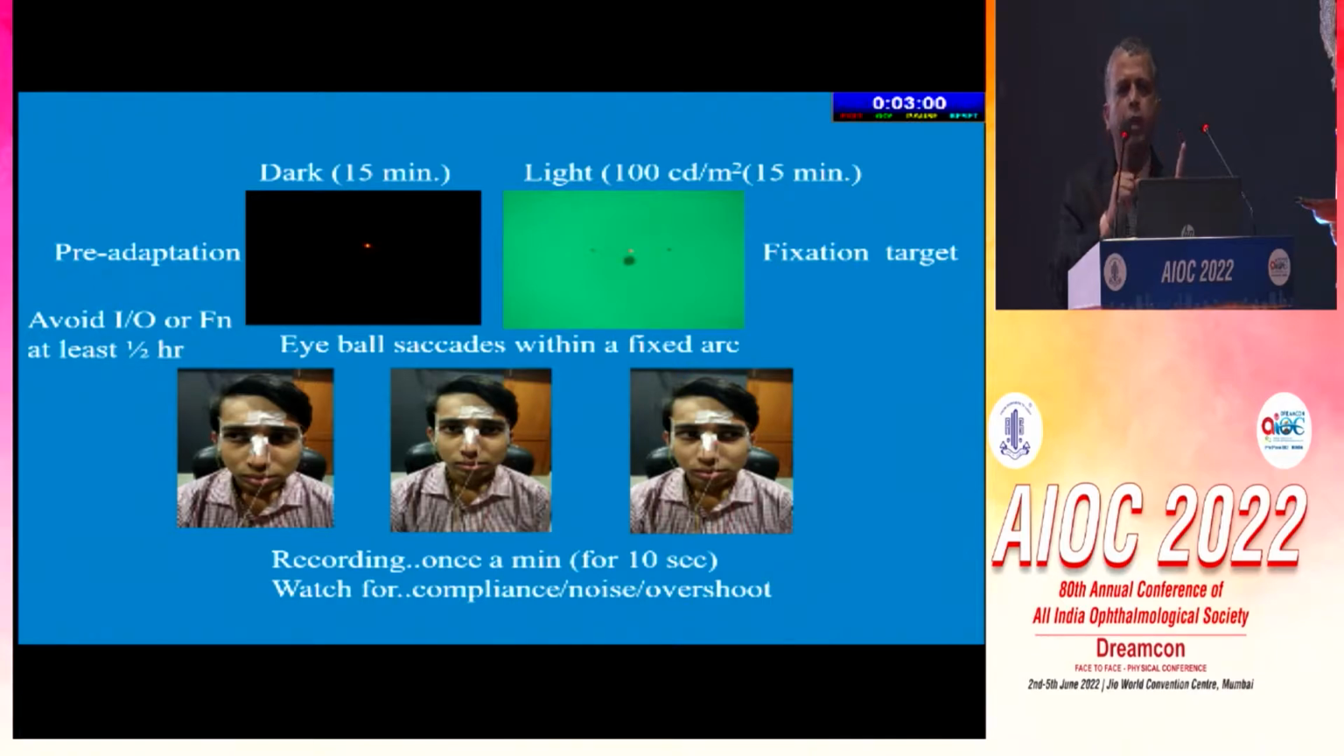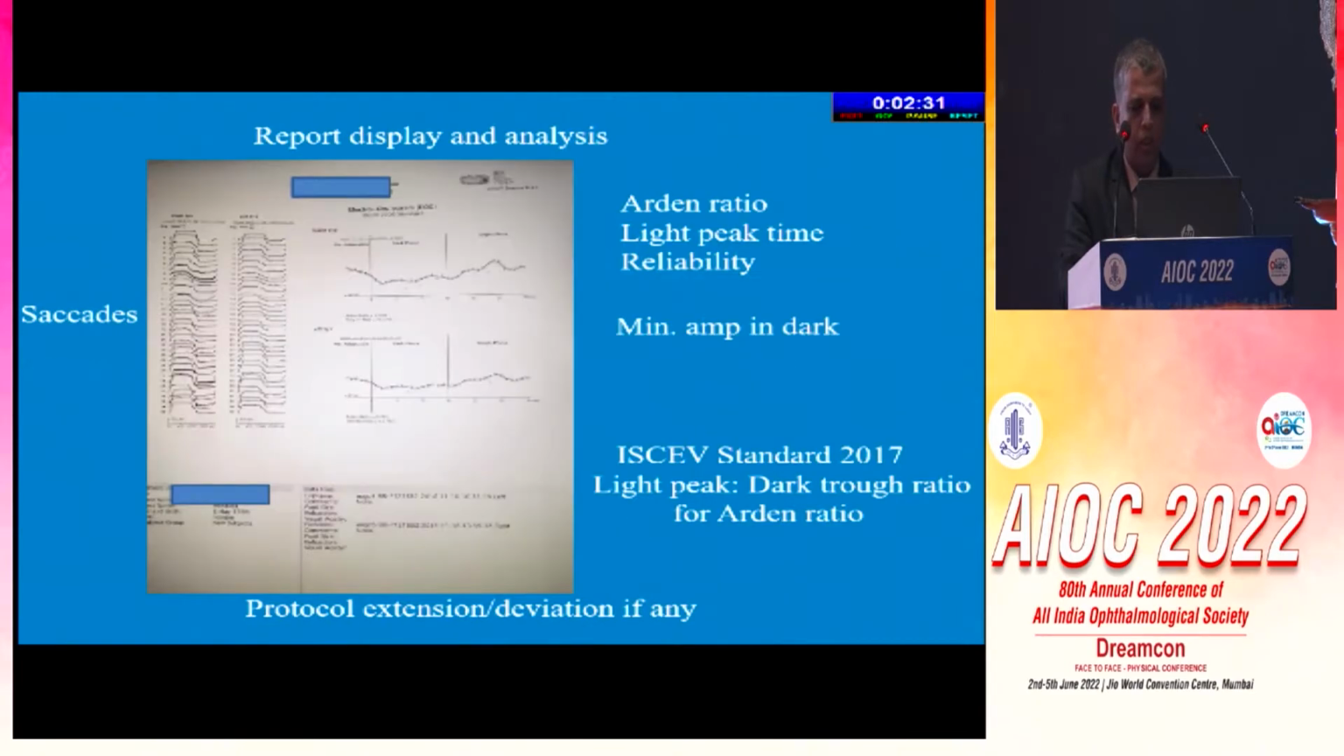In every minute, the eye movements are done for 10 seconds. So 10 seconds in 1 minute, then for another 50 seconds the patient takes rest, again 10 seconds in the next minute, and again 10 seconds in the next minute. Similarly, 15 minutes in the dark, again 15 minutes in the light. During this time, the system averages the amplitude and takes the wave. So we have 15 waves in the dark phase, 15 waves in the light phase, as we can see here.